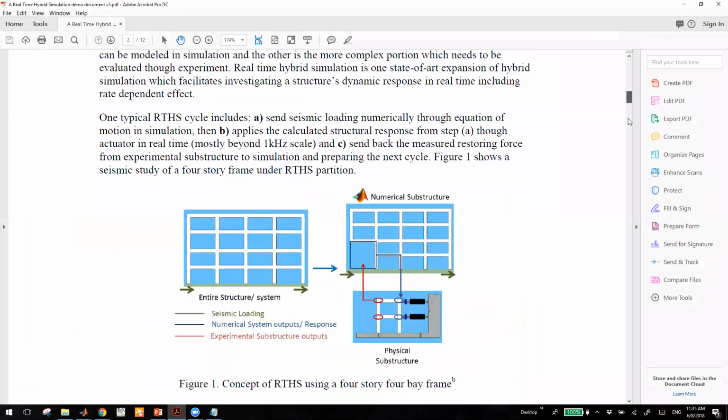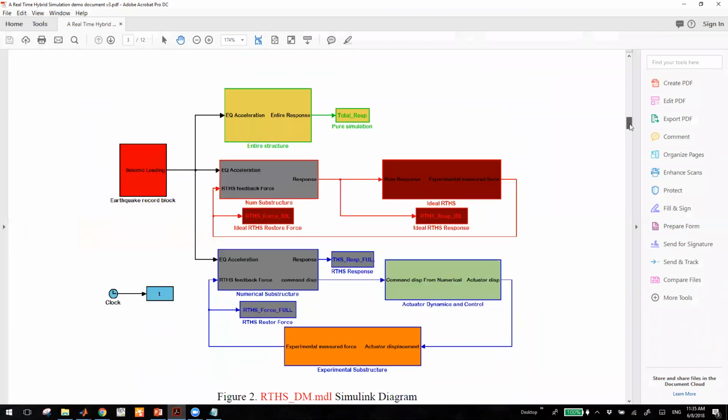So I wanted to briefly talk about the purpose of this demo code. It has 3 layers, and each layer will be a slightly more advanced representation of hybrid simulation or real-time hybrid simulation. So the first layer is simulation of the entire structure. And the entire structure we choose in this model is just a 1 degree of freedom structure. So basically, the entire structure will run the whole 1 degree of freedom structure.